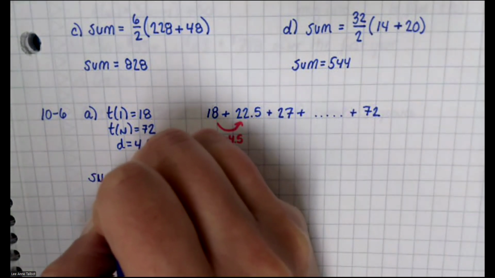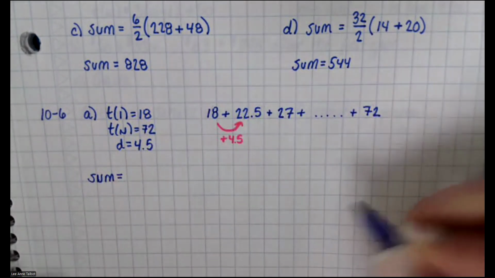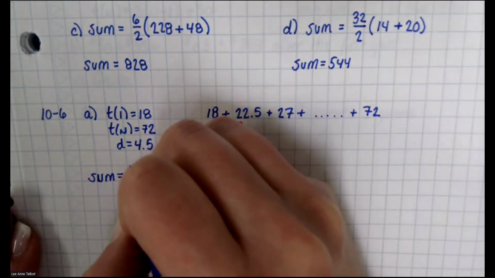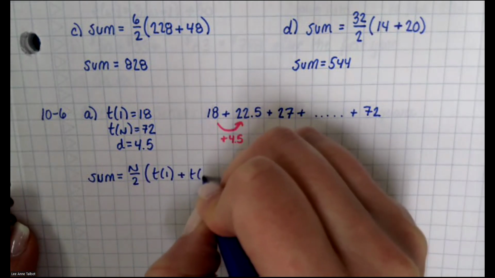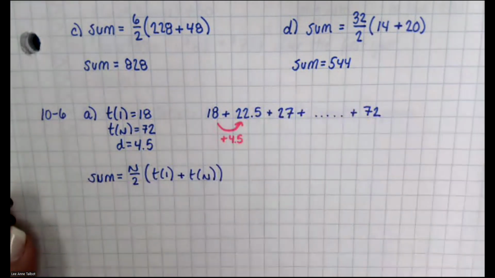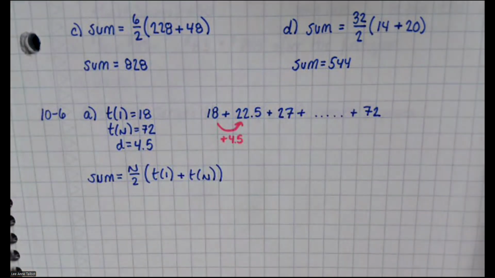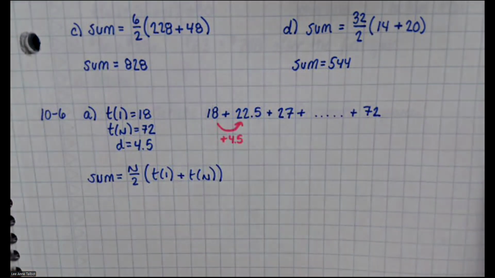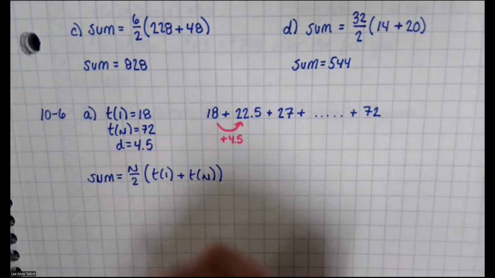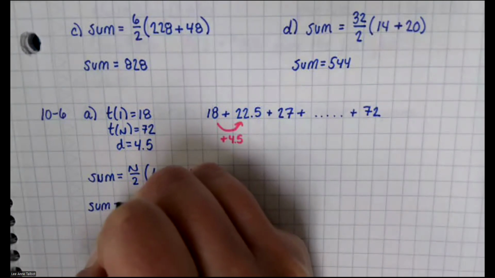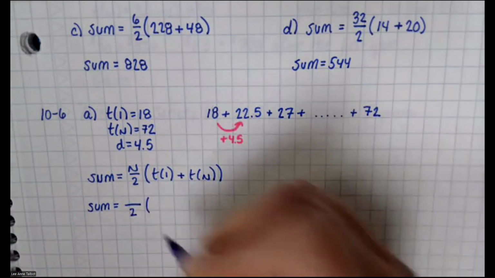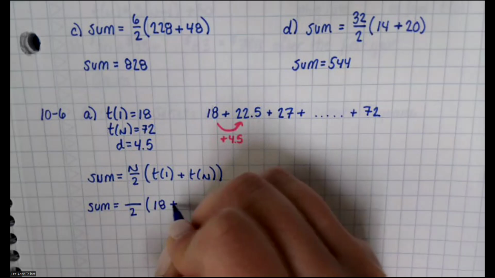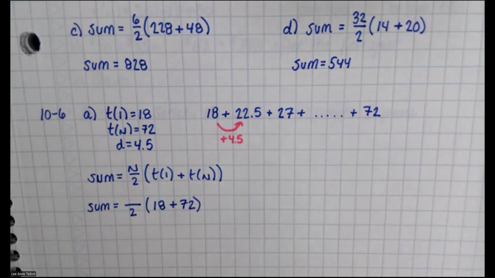Sum equals n over 2 first term plus last term. Okay, what can we plug in here that we know already? Beautiful. Okay, so we have sum equals, we don't know how many numbers it is. That's okay for now. 18 plus 72.